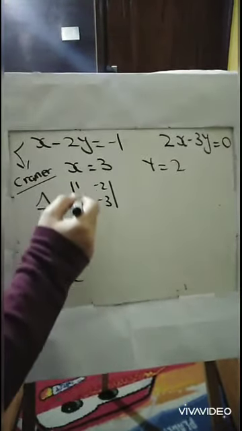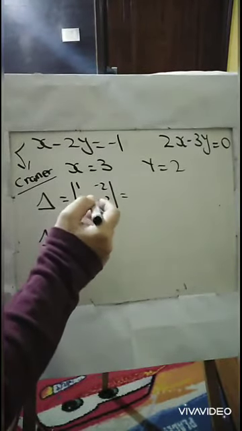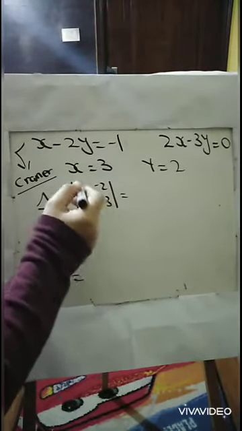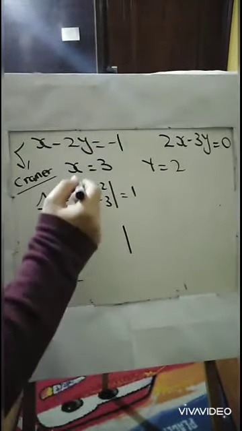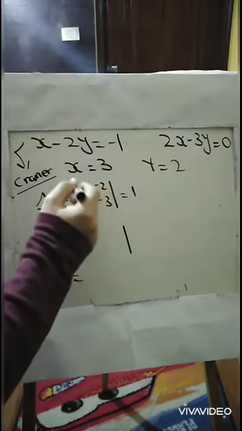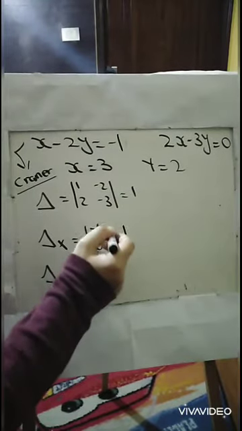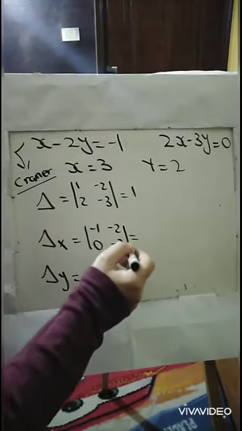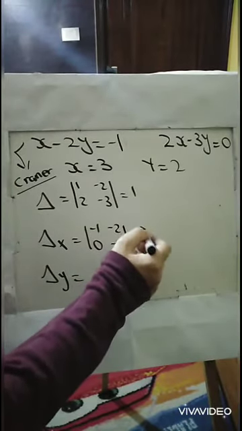So he writes the coefficient of x and the coefficient of y. He gets the value of this. All of us know the value will be 1 times negative 3 minus negative 2 times 2. It will be 1. Delta x: instead of these numbers, which are the coefficients of x, I will write the answers, which were negative 1 and 0, and leave y as it is, negative 2, negative 3. So when I find the value of this determinant, it will give you 3.